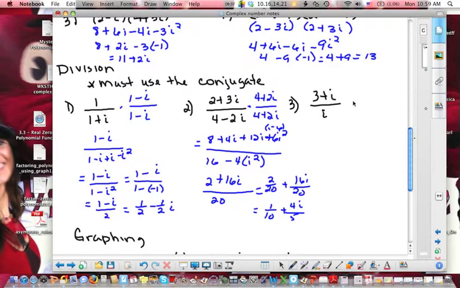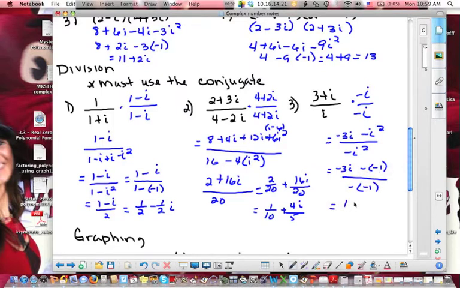And then the last one, multiplying by negative i. So I would have negative 3i minus i squared over a negative i squared. So up here it's going to become a negative 1. So I'd have negative 3i minus a negative 1 over the opposite of a negative 1. These are going to become a plus sign, so I'm going to have 1 minus 3i, and this becomes a positive 1, so you don't have to have your denominator.